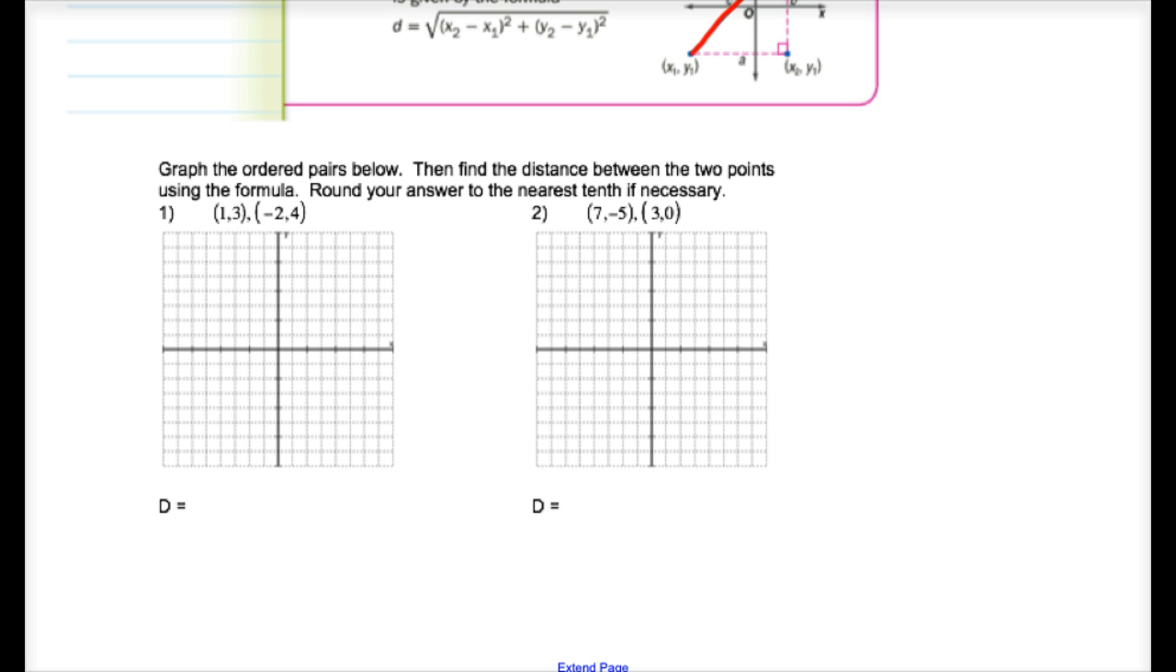First couple problems you guys have to do, they ask you to graph the ordered pairs first, and then find the distance between the 2 points. Okay? They usually don't work out evenly. You're going to round it to 1 decimal spot. Everybody practice rounding to 1 decimal spot tonight on your homework. All right, everybody graph the point 1, 3 and the point -2, 4. And then connect those points with a line segment. 1, 3 is up here in quadrant 1.